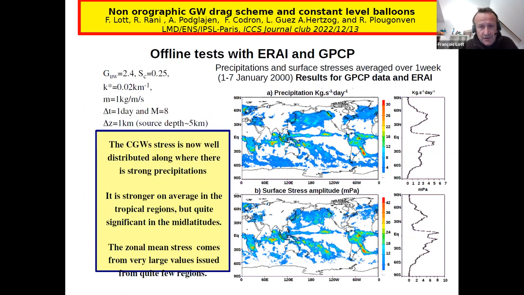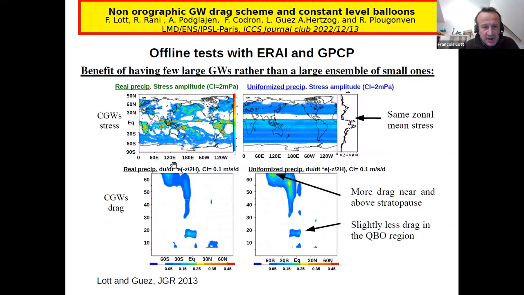Here I first do some tests. We first start doing some tests with a precipitation field. And we have the precipitation field and we have the stress amplitude that our scheme produces. And you see how the gravity wave stresses are located, very strong in very narrow regions. And there are plenty of regions where you have no gravity wave stress at all. And this contrasts with the schemes that have no sources and that put more uniform stress everywhere. So here I'm showing the interest of doing that.